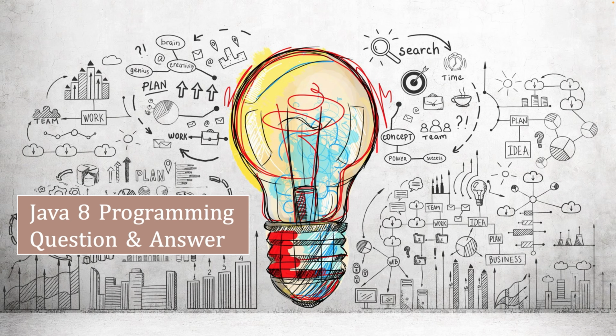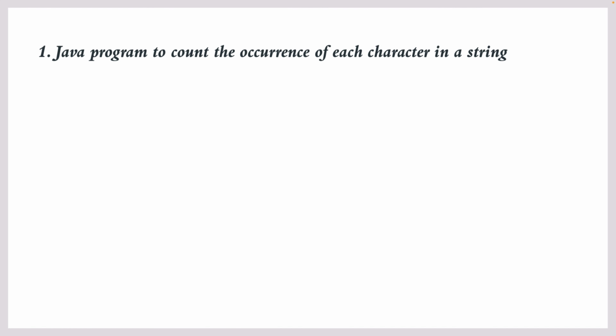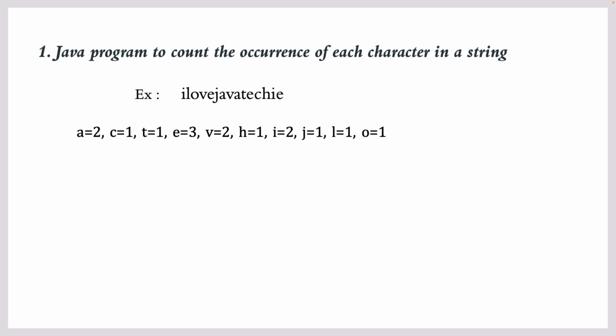So let's begin with the first question, that is: write a Java program to count the occurrence of each character in a given string. For example, if I take a string as "I love Java Techie", then I need to find out the occurrence of each character. How many times I, L, O, all the characters present in this given string, how many times each is present in that particular string. So if you look into the output, it should look like this.